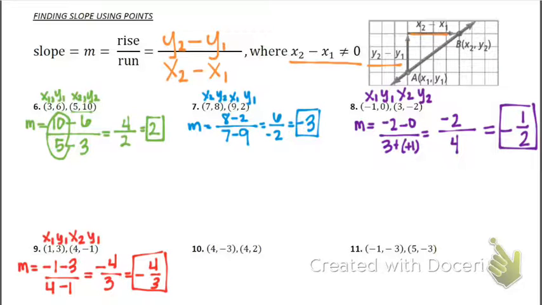Number 10. I'm going to mix it up again. x2, y2 over x1, y1. Just make sure you're labeling yours. It does not have to be the same labeling as mine. And then slope is going to be negative 3 minus 2 over 4 minus 4. Uh-oh. That's going to give me negative 5 over 0. So what is the slope here, guys? Undefined. That means if I were to graph these 2 points, they should give me a vertical line. Okay, and actually they do.